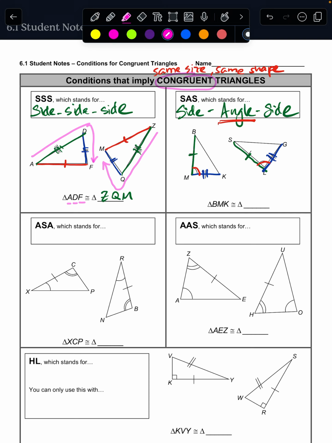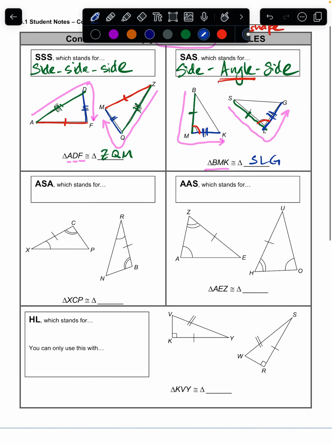So let's go look at our naming. This says triangle BMK. B is up here, K is there. So BM is the longer side. So this will then be SL to G. So this is going to be my triangle SLG. Okay, so these 2 triangles are congruent.